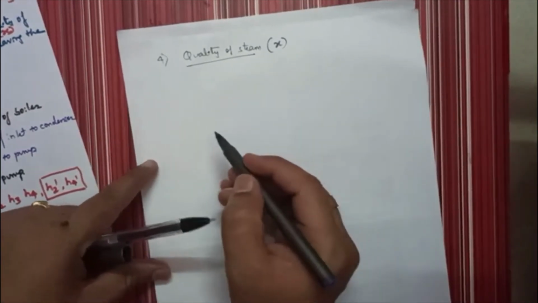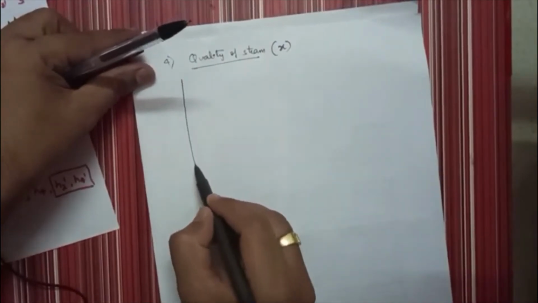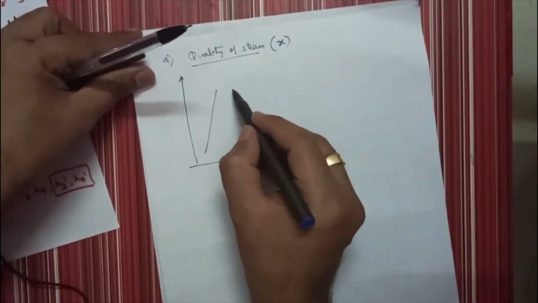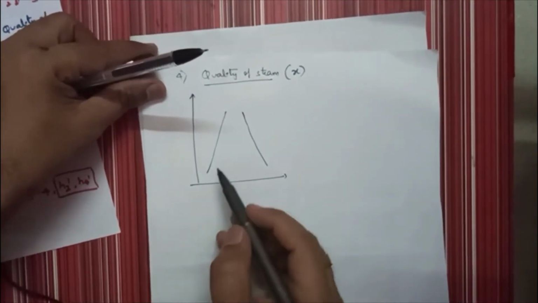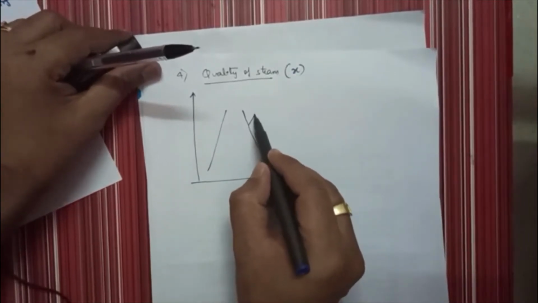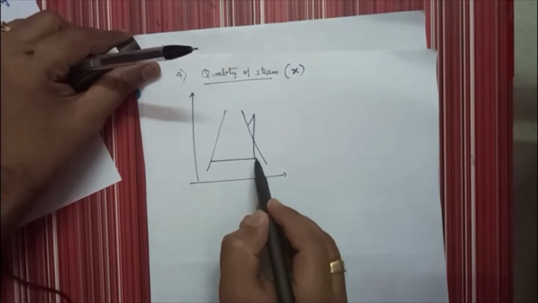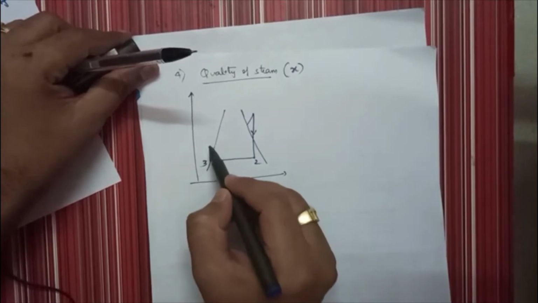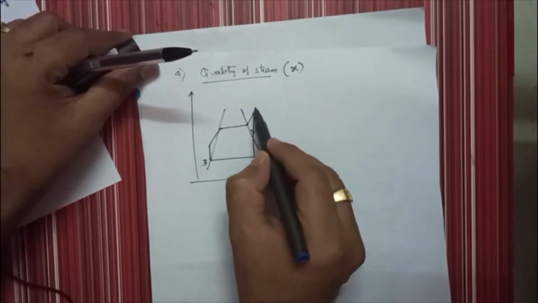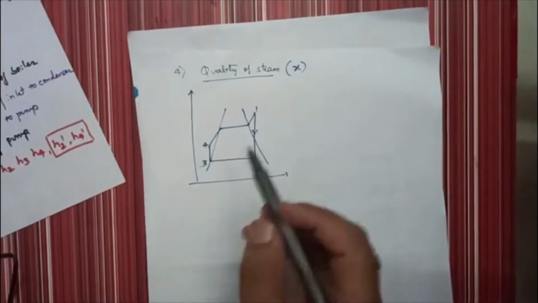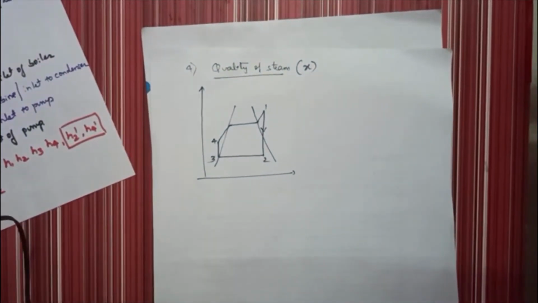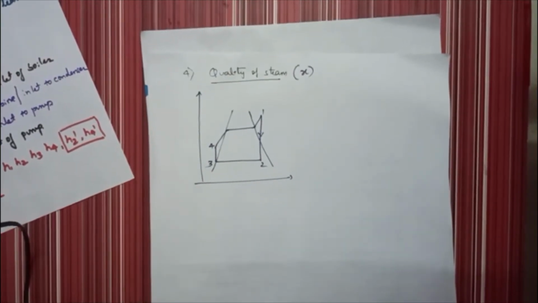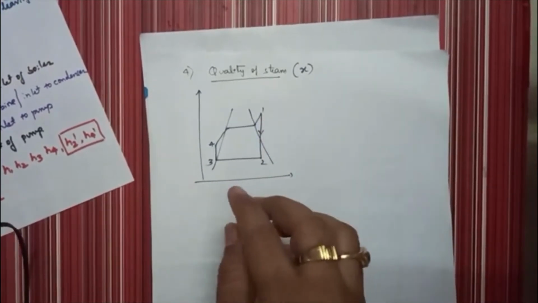Okay. So now I will take once again the same TS diagram we discussed here. This is a saturated liquid line, this is a saturated vapor line. Process 1 to 2 is turbine, 2 to 3 is condenser, 3 to 4 is pump, and 4 to 1 is boiler. Now, quality of steam is nothing but the percentage of steam content in the fluid. For example, I will take X is equal to 1.